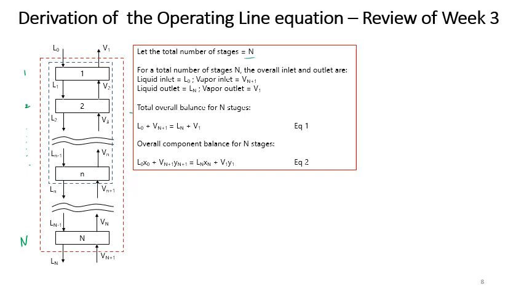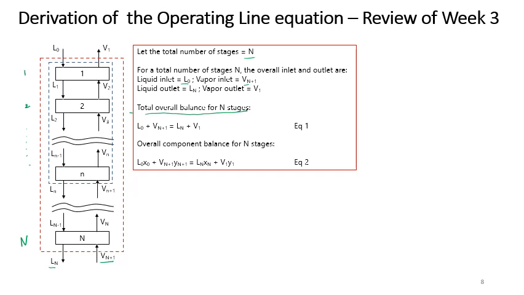So for a total number of stages N, the overall inlet and outlet are, as we have in the last slide, we only looked at just one stage, but in this case we are looking at N number of stages. So the inlet gas to the column is V(N+1) and the outlet is L(N), and for V1 and L0 it is the same as previously. Then we can do a total overall balance for N stages.